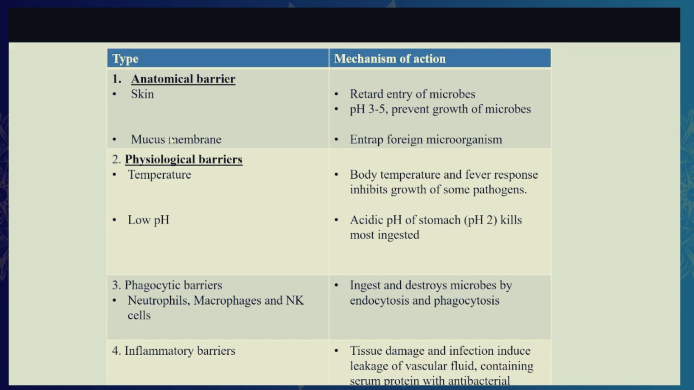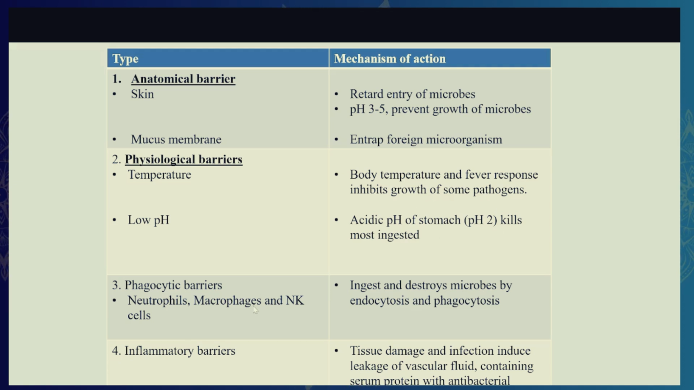Second barrier is physiological barrier. What are the physiological conditions or barriers which can protect a body from the foreign bodies? First one is temperature. The body temperature or the fever response can inhibit the growth of pathogens or microorganisms and other foreign particles. Second physiological barrier is low pH. The acidic pH can restrict the growth of microorganisms.